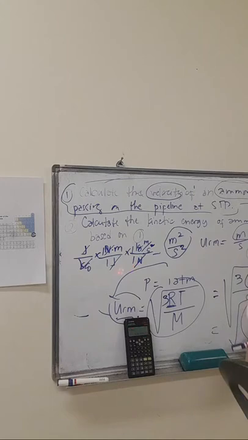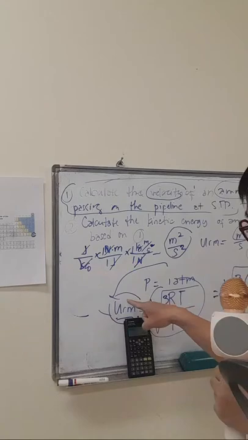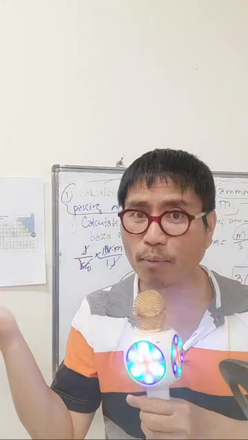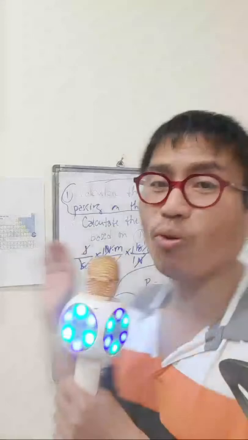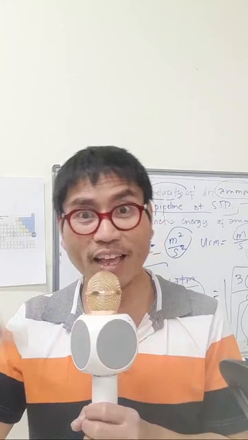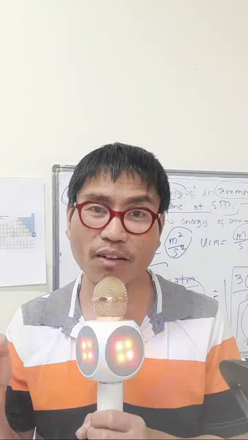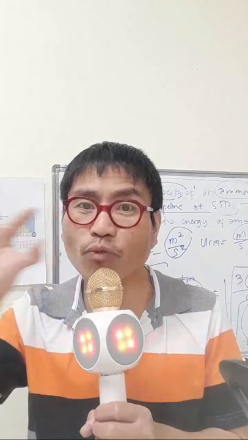Take note, guys, this is the root mean square velocity. The problem will not always state the root mean square velocity literally. Even though only velocity is mentioned, you will use the root mean square velocity. As long as it is velocity and the concepts match at STP and the reality of the gas, then bingo, you can use this URMS formula. It's not about word-for-word, letter-for-letter understanding.